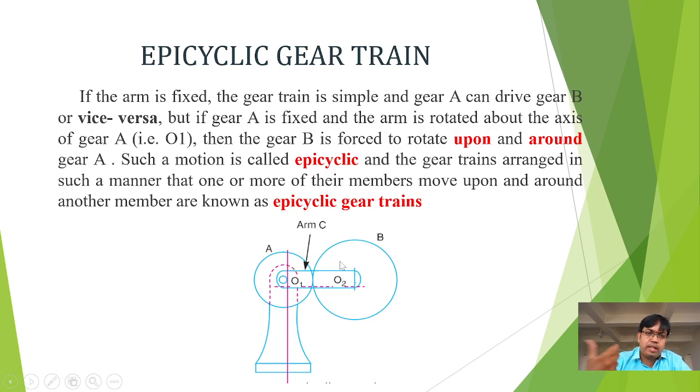Therefore, such a type of combination, you call it a simple gear train. And instead of fixing the arm, if you fix gear A, then the arm and gear B will rotate upon and around gear A. Such a combination, you call it an epicyclic gear train. Once again, if instead of fixing the arm, gear A is fixed, the arm will rotate about the center of gear A and gear B will rotate upon and around gear A. Such a combination, you call it an epicyclic gear train.